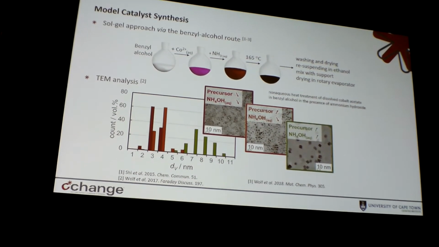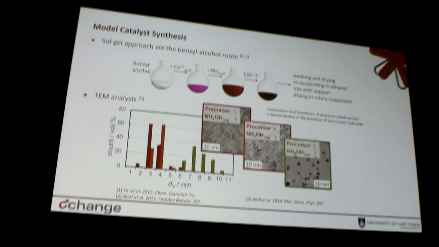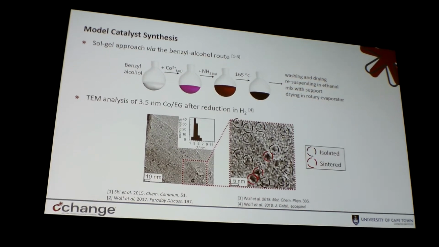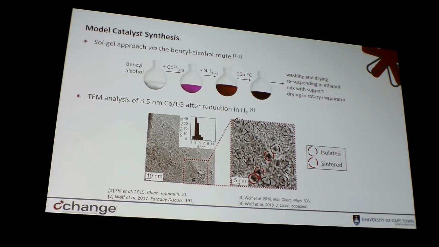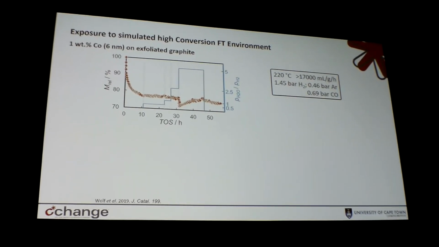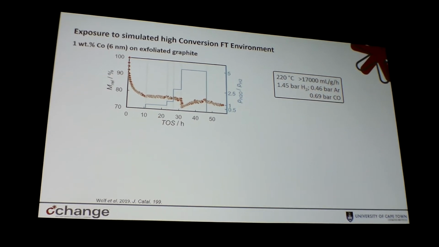But ultimately, you're getting this material after some washing and drying, and we deposit it onto the exfoliated graphite material that I showed you just now. This is what it looks like after reduction, and that's the material that we end up with. Six nanometer particles, roundabout. The size distributions are relatively narrow. You've seen some of the histograms earlier on.